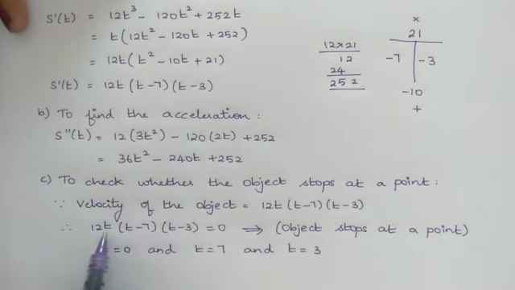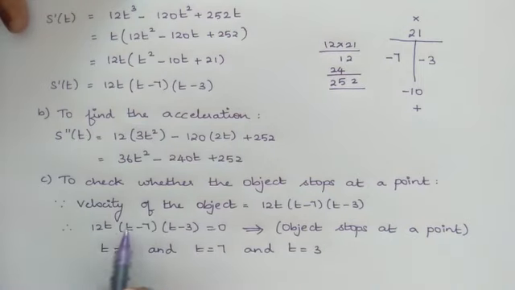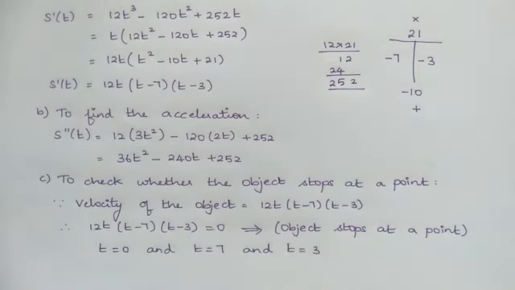If you substitute t equal to 0, this statement is 0. When t is equal to 7, this statement is 0. When t is equal to 3, this statement is 0. So what happens at all these points when t is equal to 0, 7 and 3? In these positions, the object is not having a velocity, which means the object is in the still position. That is, it is not moving. It's not in motion. That's it. Thank you.